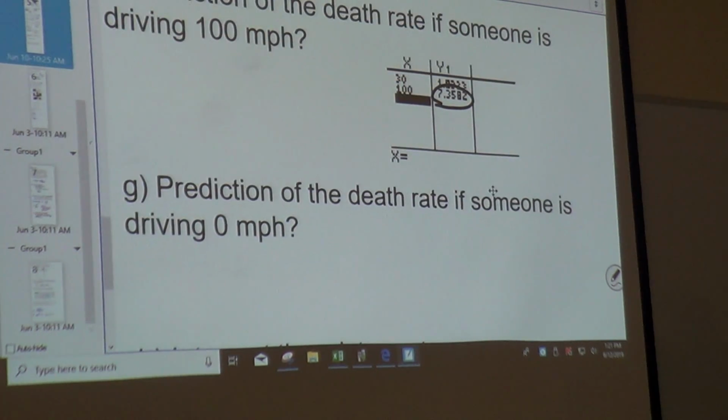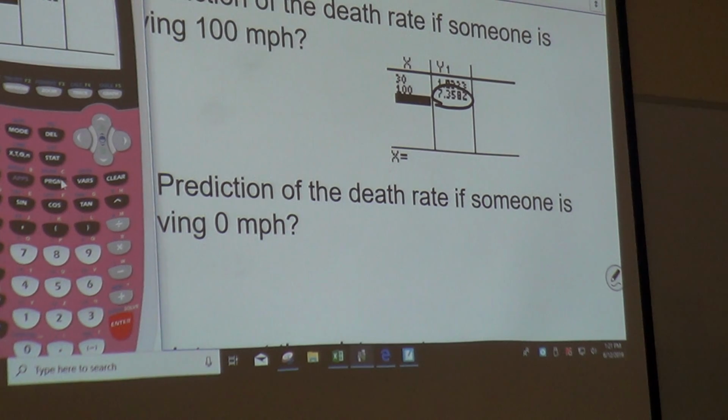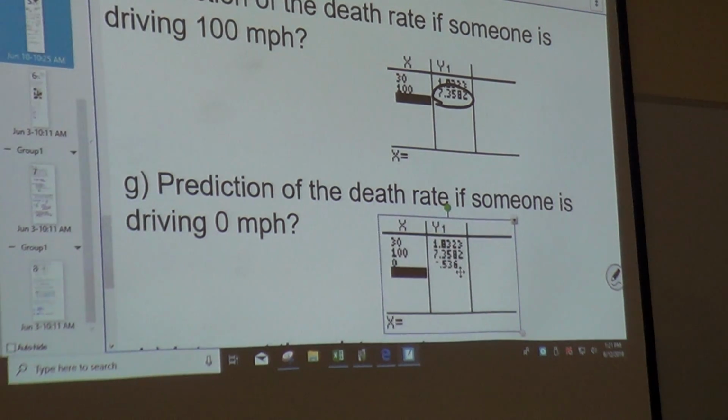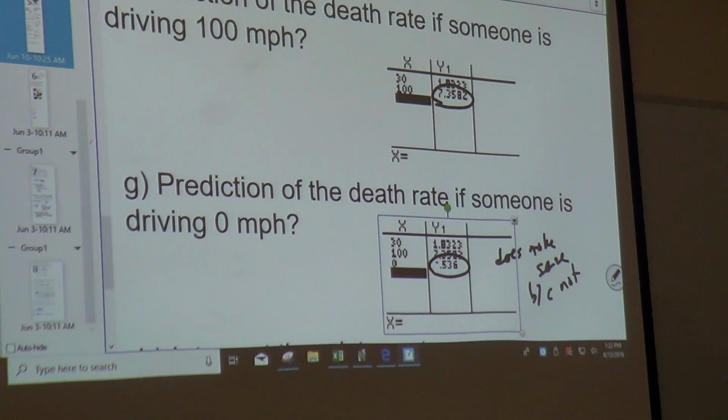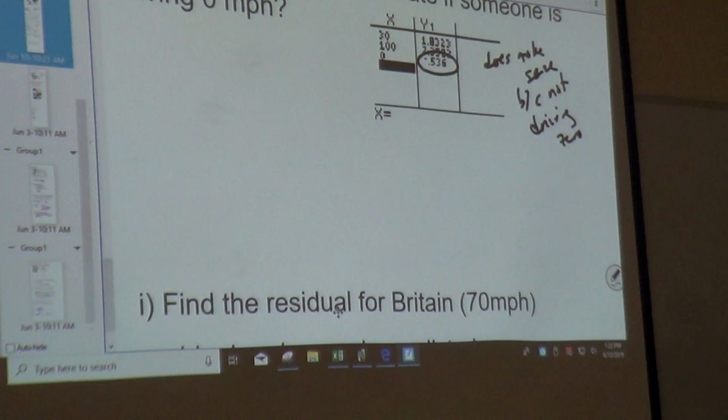What's the prediction of a death rate going 0? Now, does that really make any sense? That doesn't make any sense because you're not going to be driving 0. So here's my answer, but it does not make sense because you're not driving 0. All right, now, let me skip this one and let me go to this one.